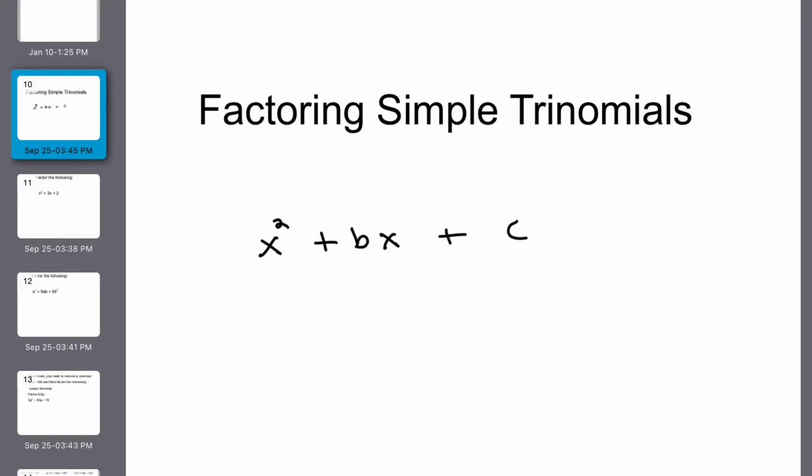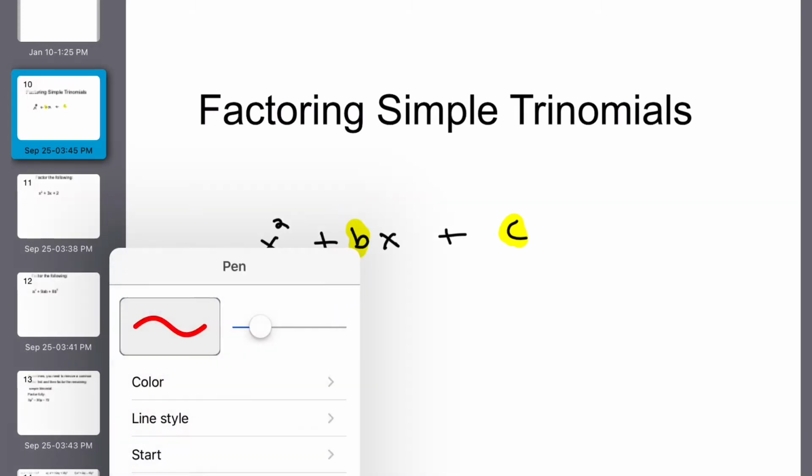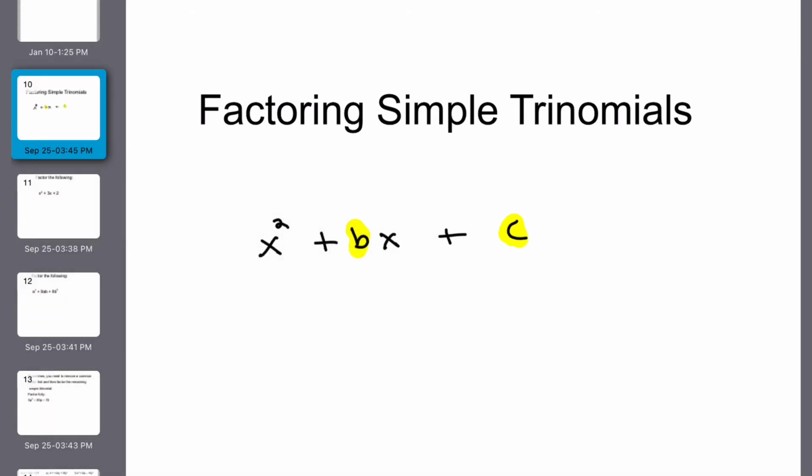So a simple trinomial looks like this. Something like x squared plus bx plus c, where b and c are just numbers. So b is a coefficient and c is a constant number. And very importantly, the value in front of the x squared is technically a 1. So we don't actually have to show it, but there's technically a hidden 1 there.